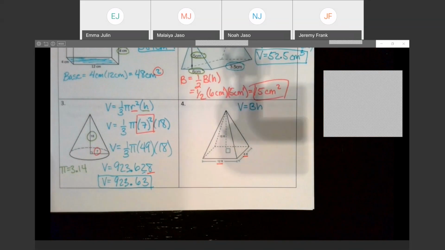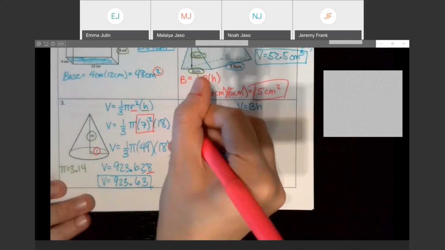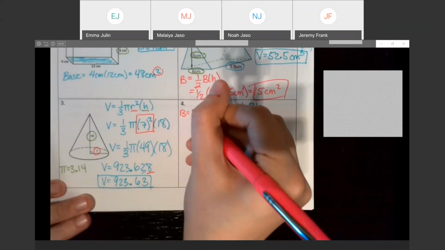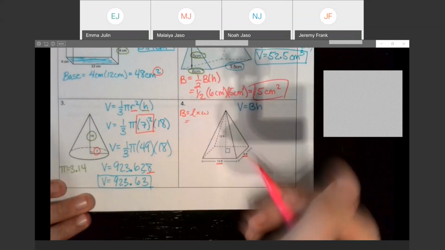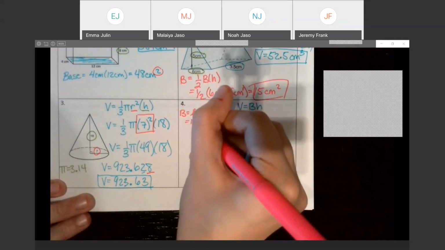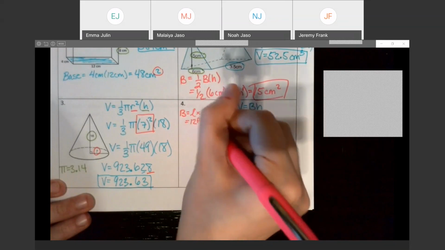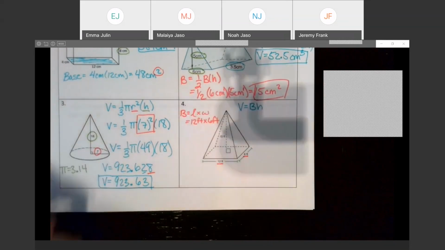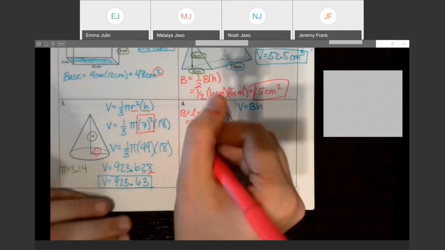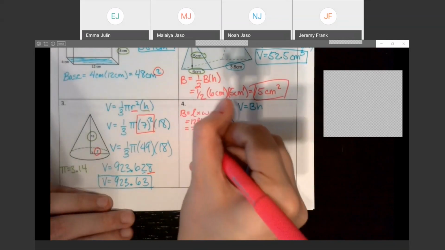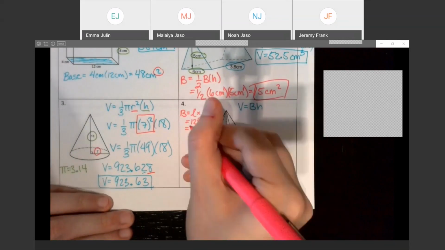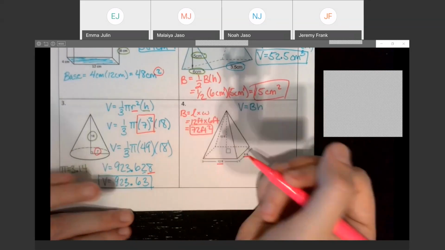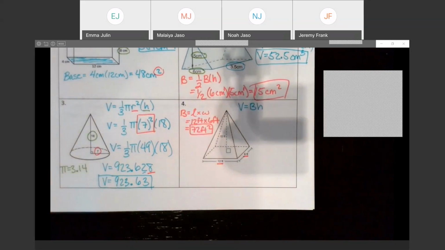So when I plug that in, that means my base formula is the length times the width. So I have 12 feet times 6 feet. And 12 feet times 6 feet gets us 72. And again, we have feet times feet, so we have to make sure to include feet squared right here for your base answer. Now that we found our base, we can plug it back into our volume.